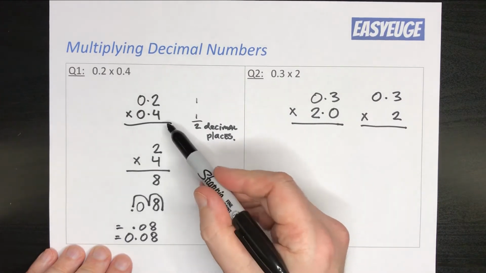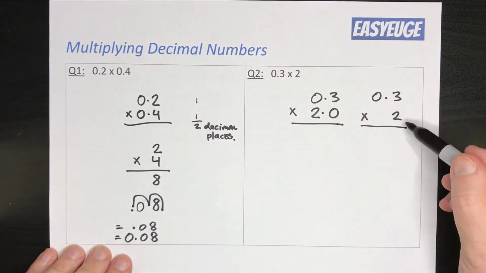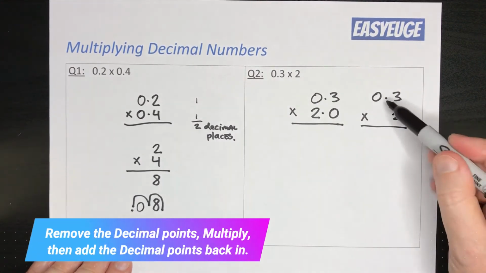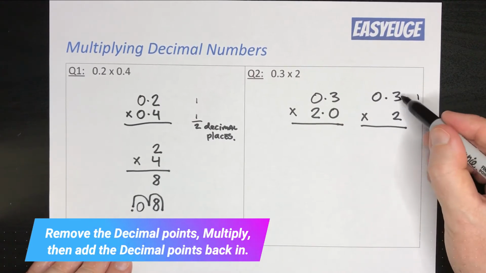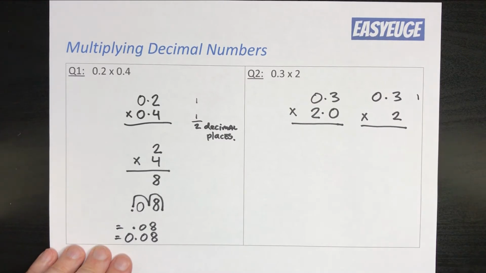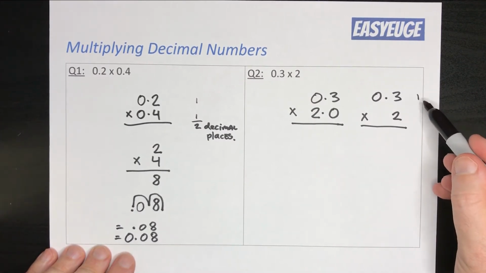Now remember what we learned over here. We took out the decimal places. Let's do the same here. In this one, how many decimal places have we got? In 0.3 we just have 1. That's it there. That's 1 decimal place. And this 2 doesn't have a decimal place at all. So we're taking out 1 decimal place.